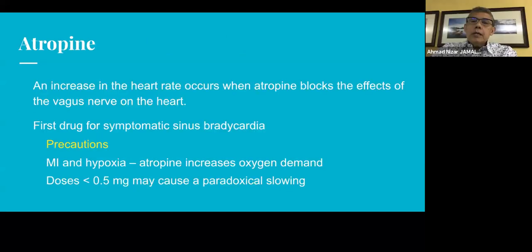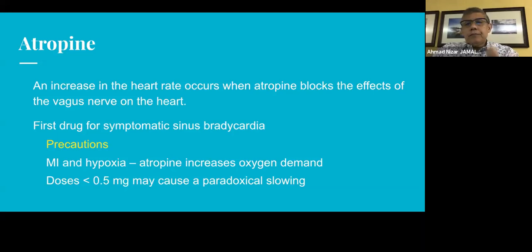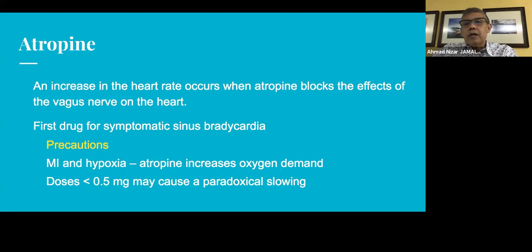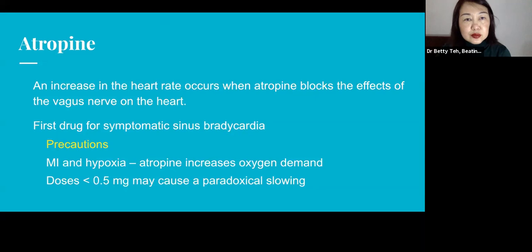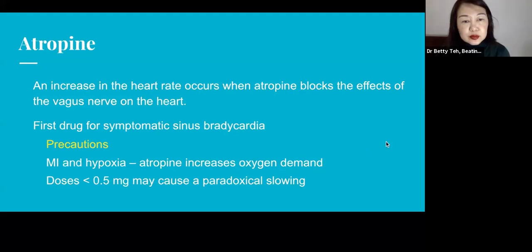Right. Atropine works by increasing the heart rate. Atropine blocks the effect of the vagus nerve, and therefore the sympathetic system becomes dominant. So the first drug for symptomatic bradycardia is atropine. There are certain precautions that you will have to consider in people with myocardial infarction and hypoxia. Atropine will increase oxygen demand, and you may actually worsen the ischemia if you increase the heart rate. Doses less than 0.5 milligram may cause a paradoxical slowing of the heart rate. So you have to be aware of that possibility.